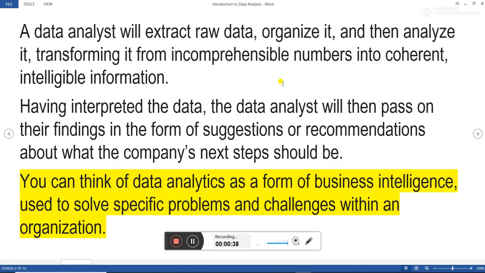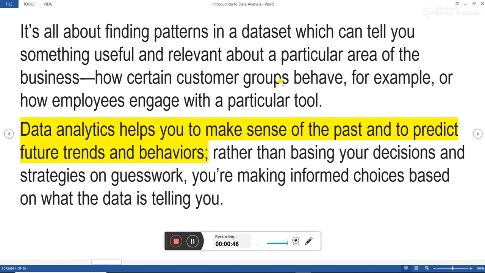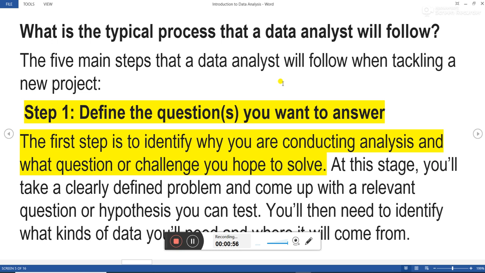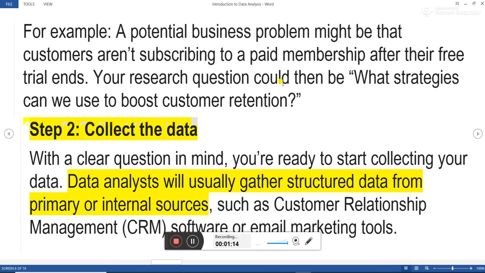We can think of data analytics as a form of business intelligence used to solve specific problems and challenges within an organization. Data analytics helps you to make sense of the past and to predict future trends and behaviors. What is the typical process that a data analyst will follow? Step 1. Define the questions you want to answer. The first step is to identify why you're conducting analysis and what questions or challenges you hope to solve.